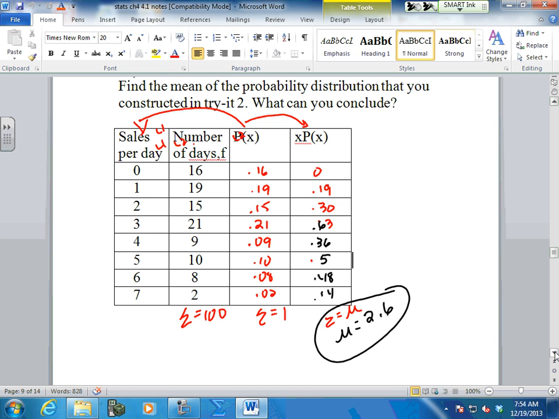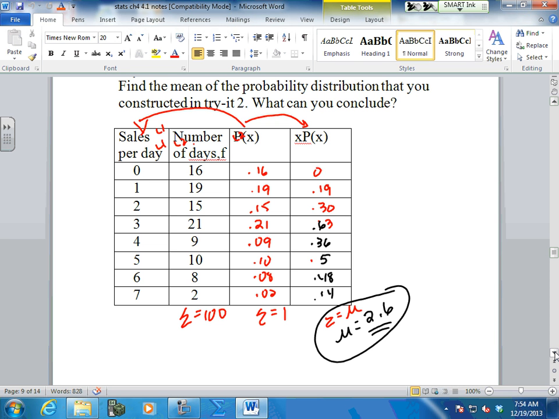Now, sales is what kind of number? Discrete or continuous? Discrete, because you really can't make a half a sale. We're going to count them as a whole. But remember, when you take an average, you always go 1 decimal place more than your x value. There's no decimal place here in your x values. So our mean is 1 decimal place more. So on the average, this guy makes about 2.6 sales per day.